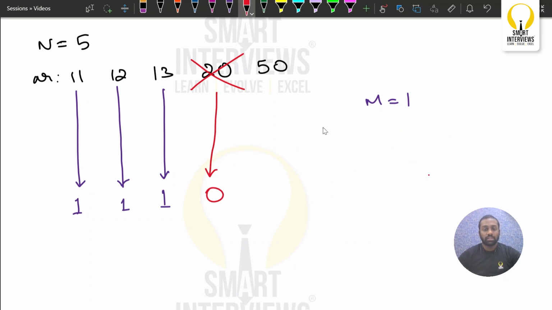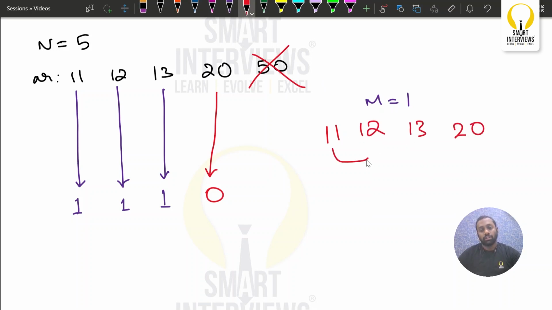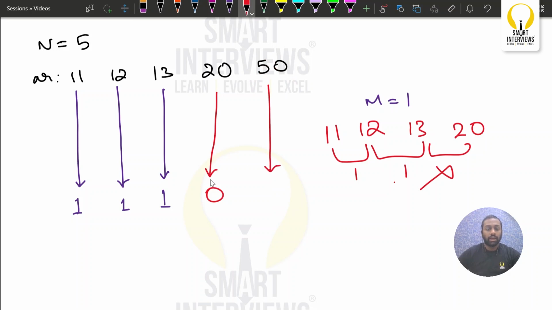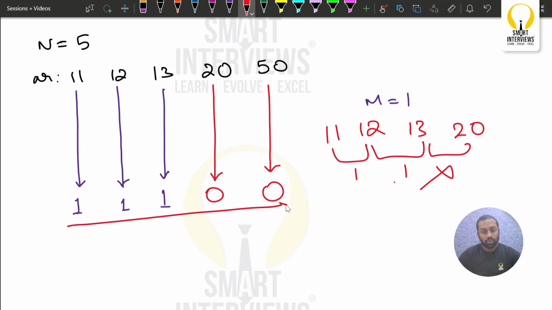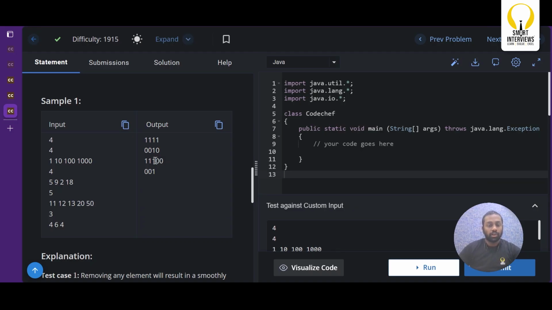And what was the last case? Last element removal, which is 50: 11, 12, 13, 20, a strictly increasing array. Now coming to the difference array, 1, 1. Do we need to care about this? Not at all, because the difference array here itself is not strictly increasing. So again, for 50's removal as well, the difference array is not smoothly increasing. So this is how we are going to get the answer as 111 followed by two zeros.